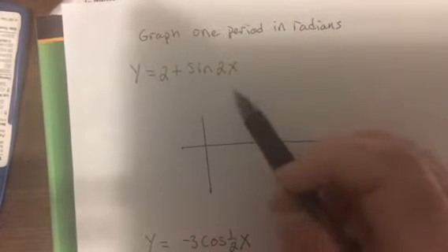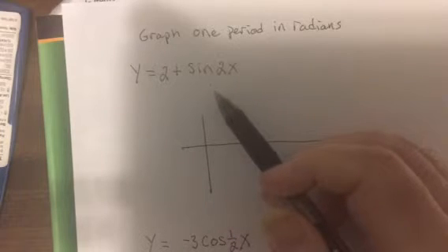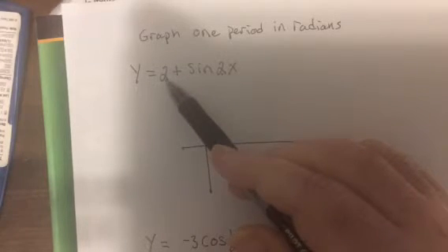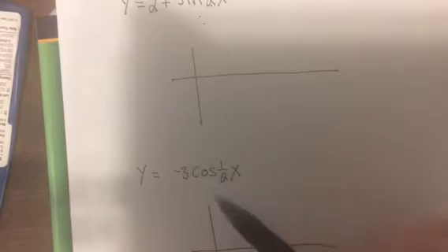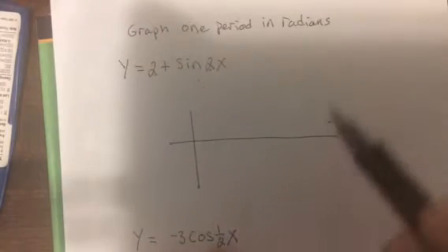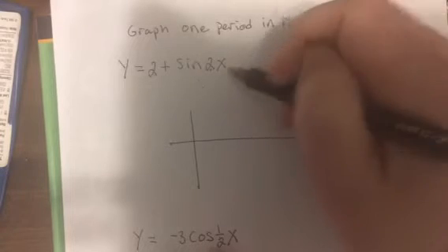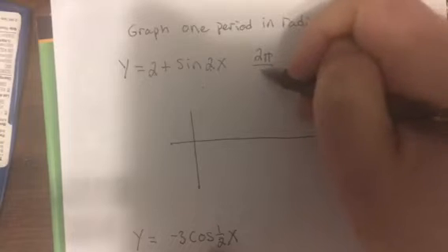So, what do you do when you have to graph more than one item? Or change more than one item would be a better way to say it. So here you got a period change and you're shifting up. For this one, you have a period change and you got an amplitude change. Well, you always do the period change first. So period change, we go 2 pi over 2.